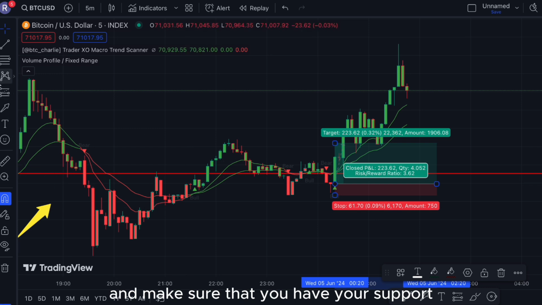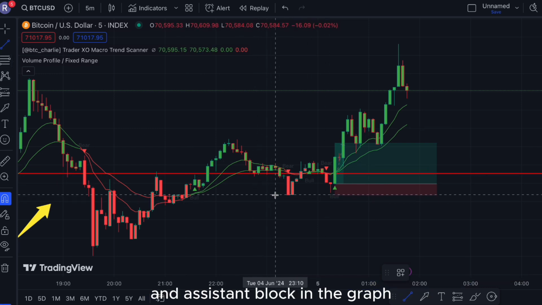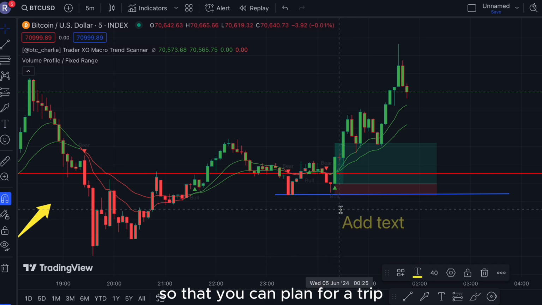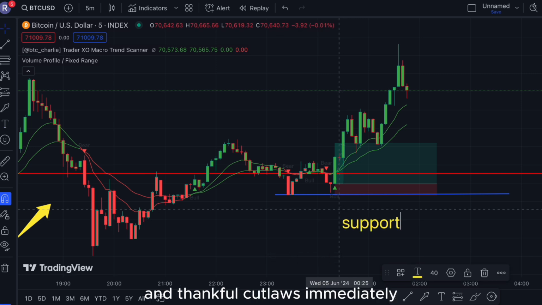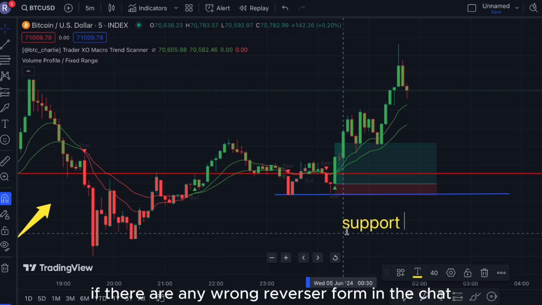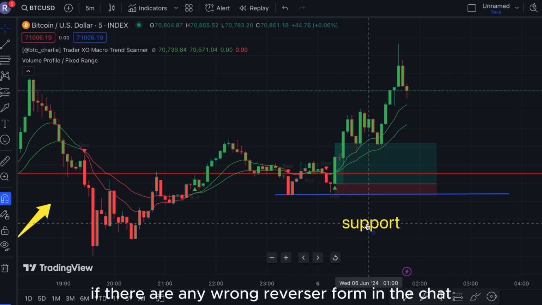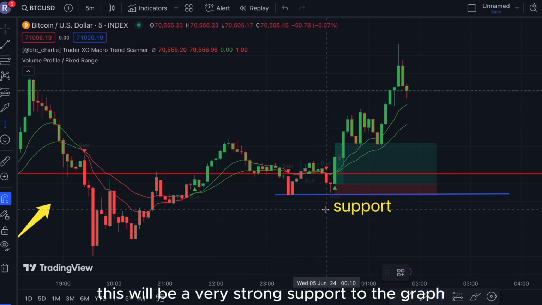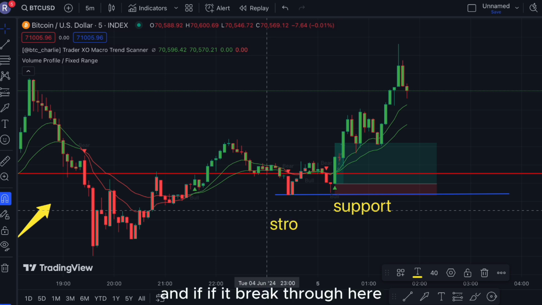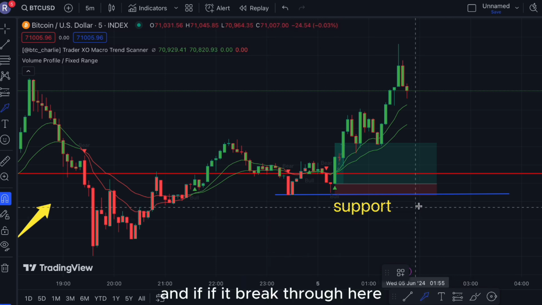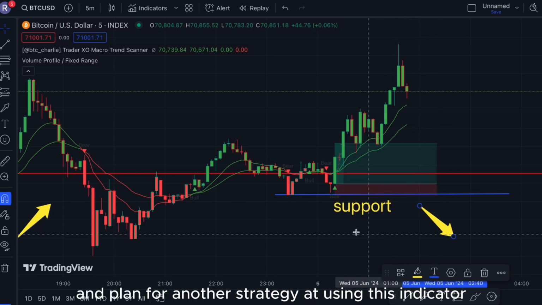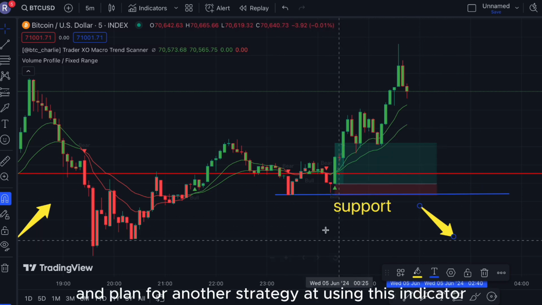Make sure that you have your support and resistance plotted in the graph so that you can plan your trade and cut loss immediately if any wrong reversal forms in the chart. This will be a very strong support on the graph, and if it breaks through here, you need to take immediate action to cut loss and plan another strategy using this indicator.